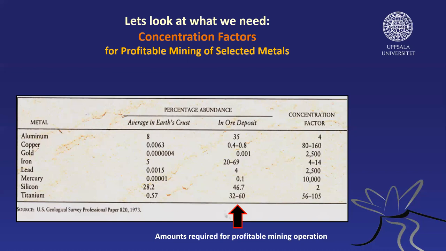And then you can calculate the concentration factor. So the numbers are a bit old, but if you look at aluminium, you have 8% in Earth's crust. For an interesting deposit, you need 35%. That means a concentration factor of 4. Then we can go to elements like titanium, 0.57% on average in Earth's crust. But if we want a deposit that is economically interesting, we need between 32 and 60% of titanium in the deposit. So that's a concentration factor ranging from 56 to 105. But that is also highly dependent on the price of the commodity.